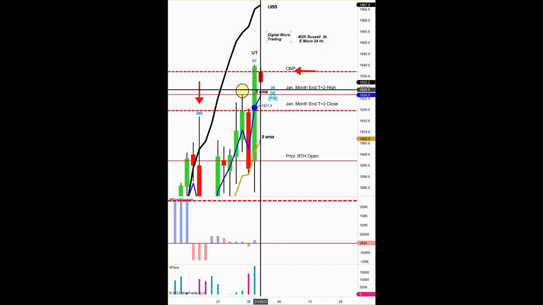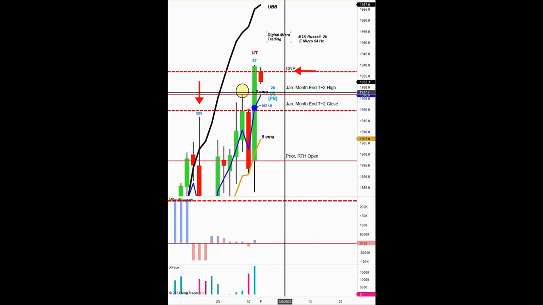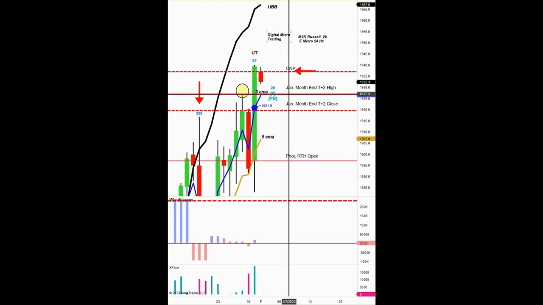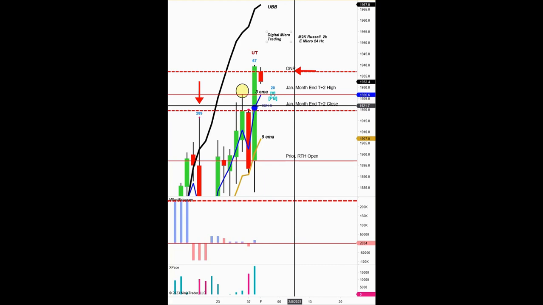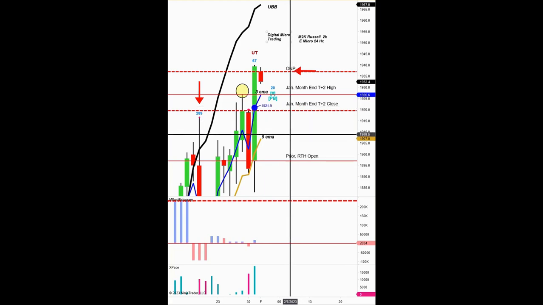The 3 EMA here, coming in at 26.5, is confluent with the T plus 2 high for January month end, 19.4 on the T plus 2 close for January month end. The only other level that I really feel conviction for is the 9 EMA. There is a possibility that if we really do sell off with acceleration, we could go down to 19.067.